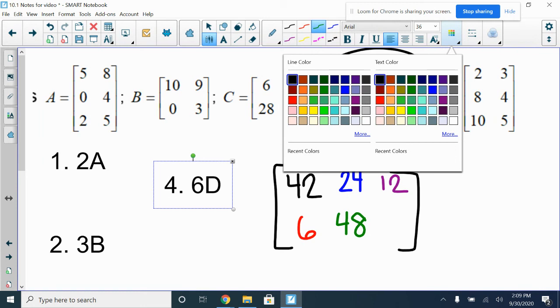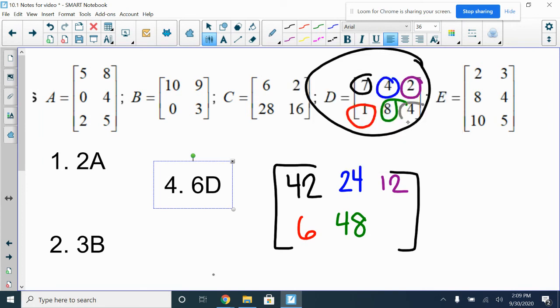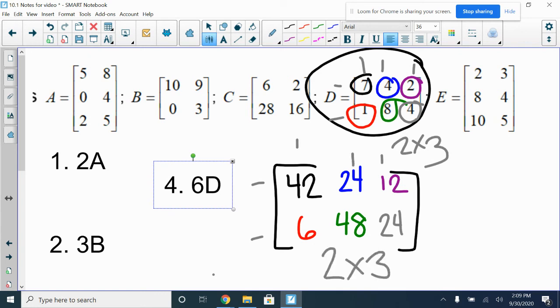Gray. We'll use gray. So we have 6 times that 4. 6 times 4 again is 24. We're going to leave the answer in that same spot that 4 was in, our second row, third column. And if we count 1, 2 rows, 1, 2, 3 columns, we started off with a 2 by 3, and we ended with a 2 by 3.